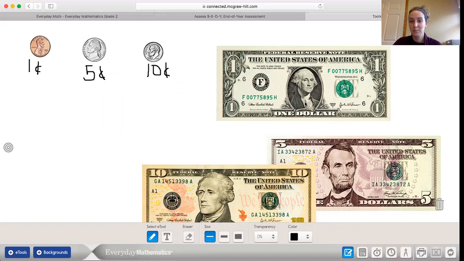Okay, what is this bill? This is the dollar bill, and it is worth $1. This is the $5 bill, and it is worth $5. And finally, this is a $10 bill, and it is worth $10.